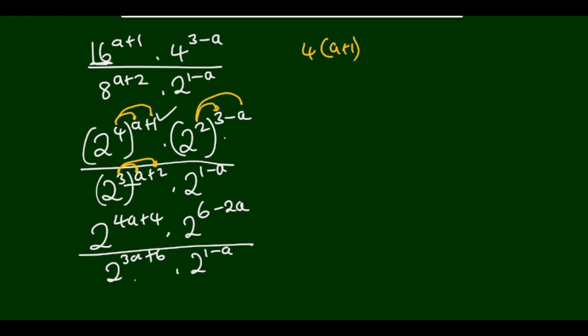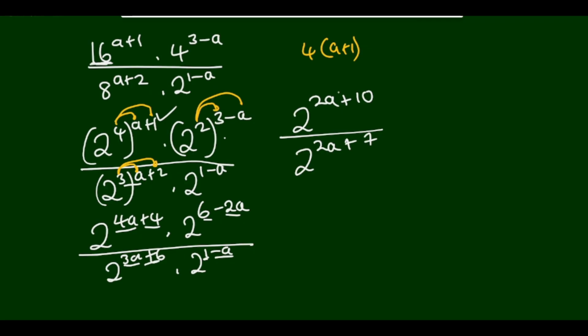Right, all the bases are 2, so we can simplify the numerator and then simplify the denominator and then further simplify from that. Let's start with the numerator. So it's going to be 4a plus 4 plus 6 minus 2a. So 4a minus 2a, that is 2a. So we have 2 to the power 2a, and then 4 plus 6, that is 10. So we have plus 10 there. Then over the denominator, we have 3a minus a, that will be 2a. And then we have 6 plus 1, which is 7.